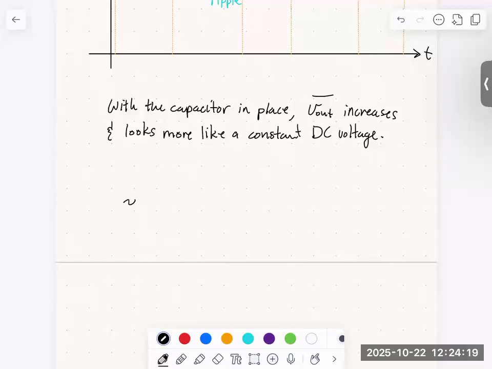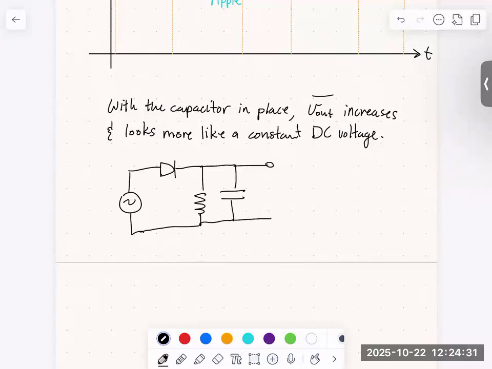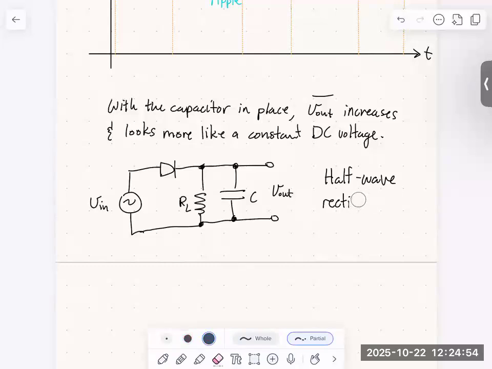So let me just draw the circuit again. It's a function generator, diode, and then a resistor in parallel with a capacitor. And so this circuit is called a half-wave rectifier. So R_L, C, Vin, Vout. This is the half-wave rectifier. Oh, that's not right. Half-wave rectifier.